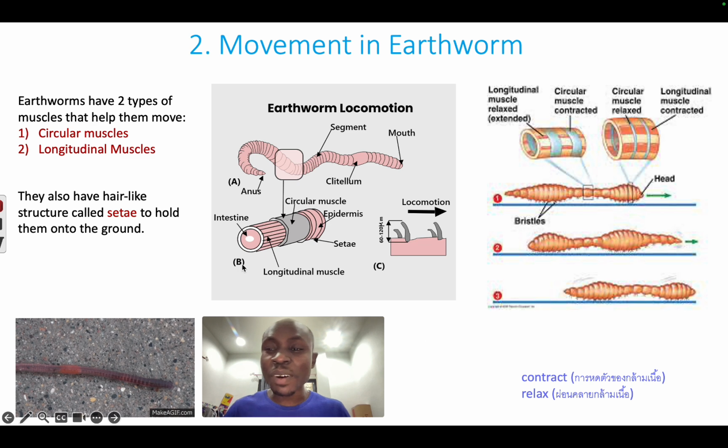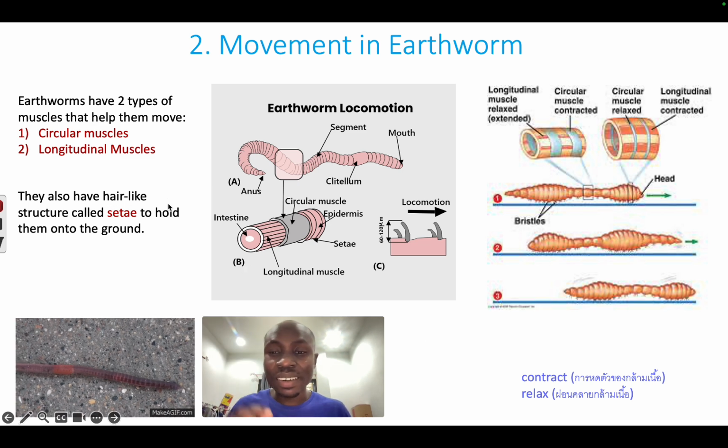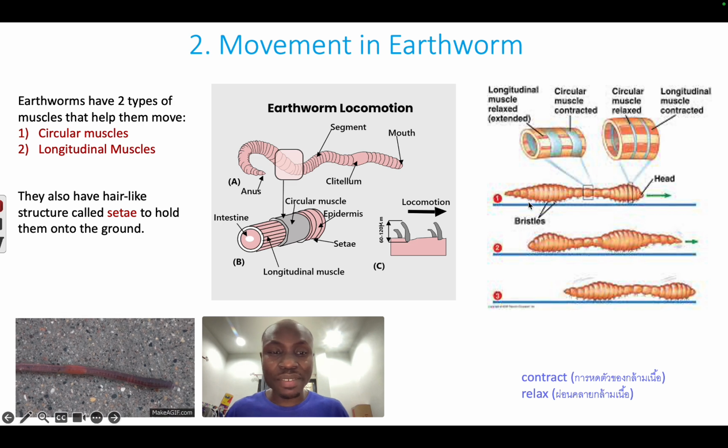But the earthworm also has a hair-like structure. Looks like the hair on the body. Okay, we call them the setae. And the setae helps to hold the earthworm to the ground so that it can move. Now let's look at how it moves.